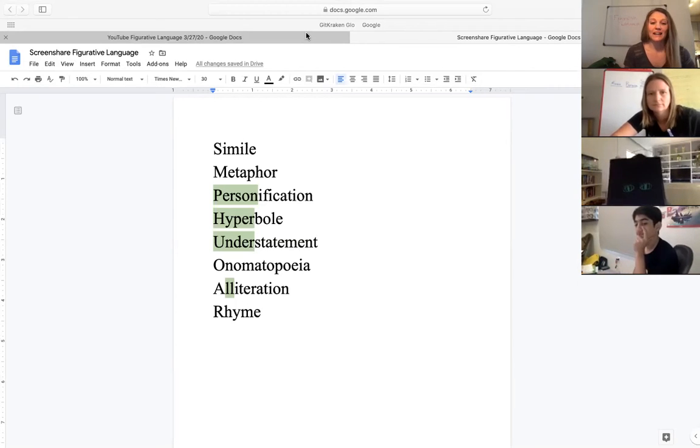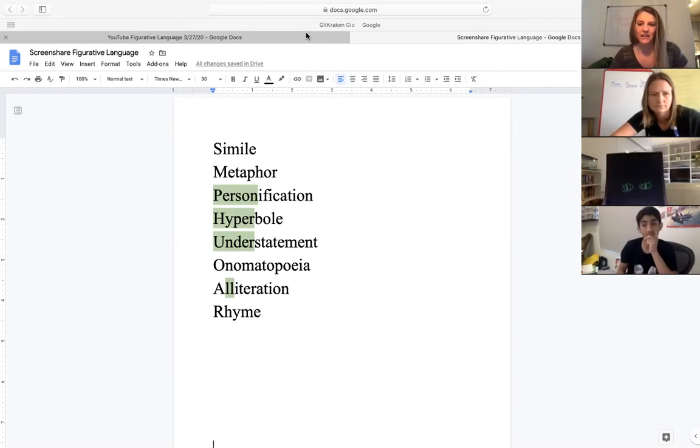Onomatopoeia, okay? That is like sizzle, buzz, okay? That is using the sound. It forms a sound, right?